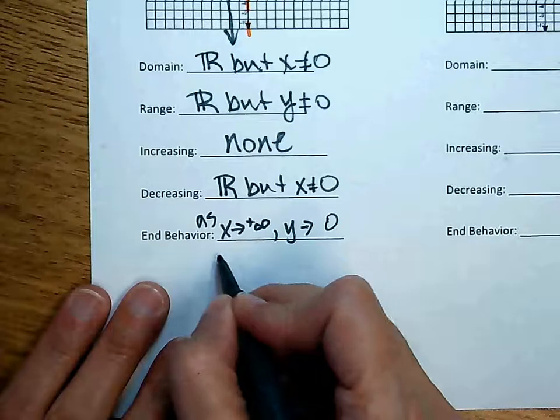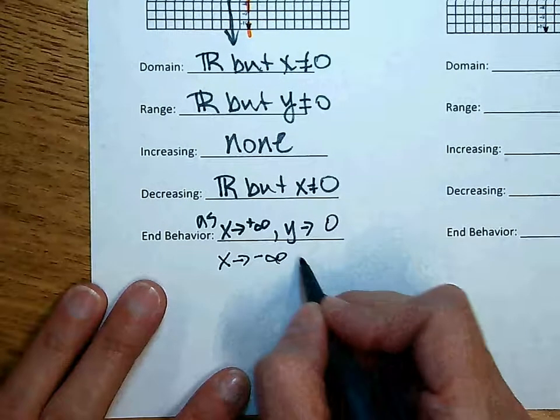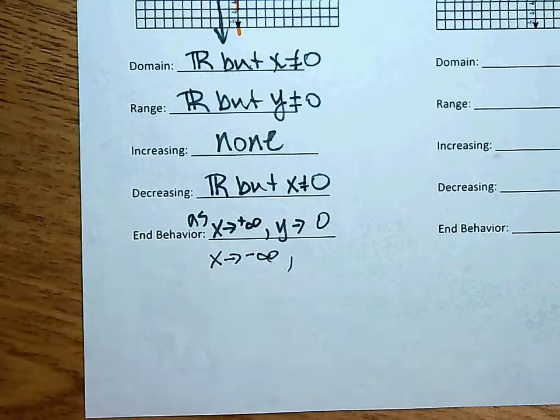Now, as x approaches negative infinity, it's kicking this way. Y approaches 0. So there's my end behavior, right? If I'm coming to negative infinity, I'm going out here. Where's y approaching? 0. The asymptote again, which is y equals 0.